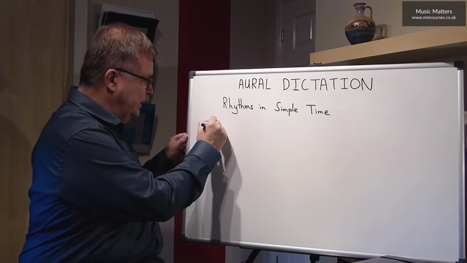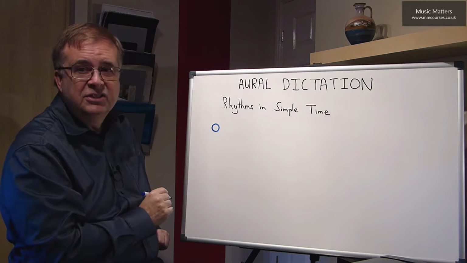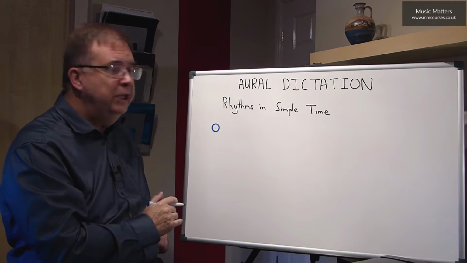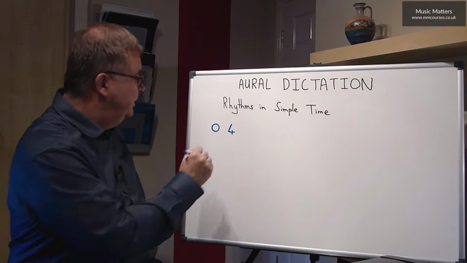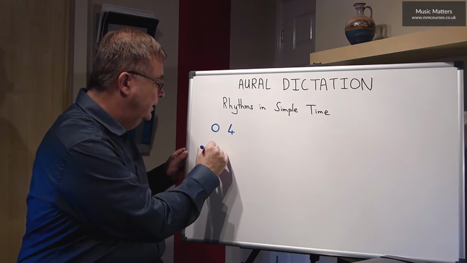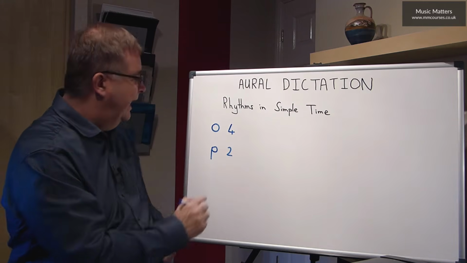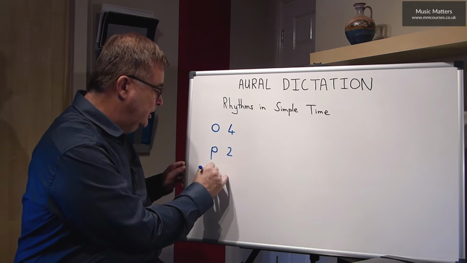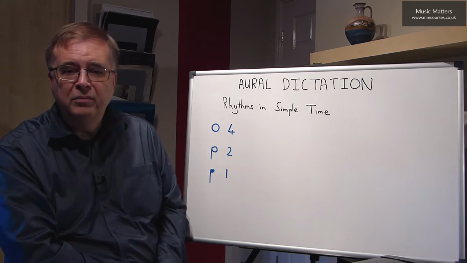And here are the ingredients we're going to look at. The first is the semibreve, or the whole note, that's worth 4 beats. Then we're going to be including the minim, or the half note, that's worth 2 beats. And then we're going to be dealing with the crotchet, or the quarter note, that's worth 1 beat.